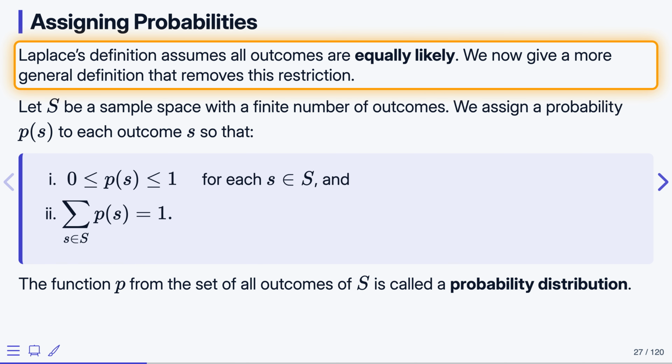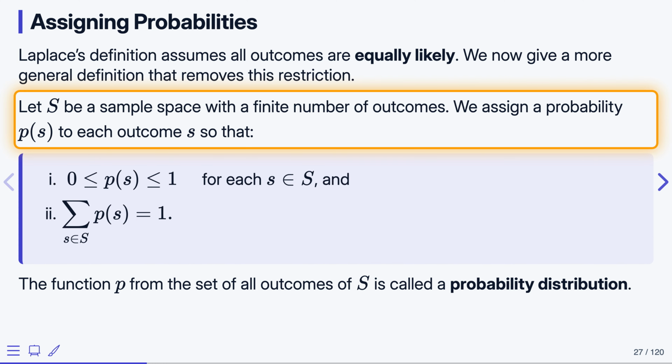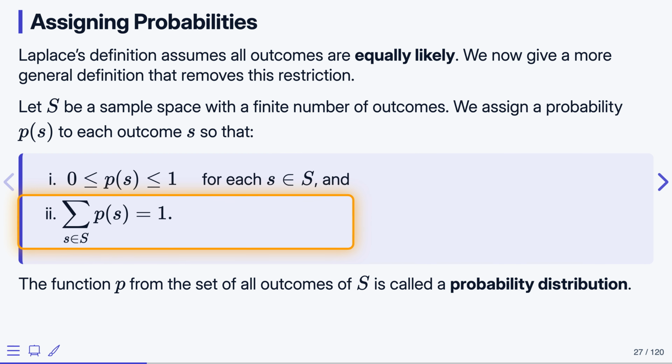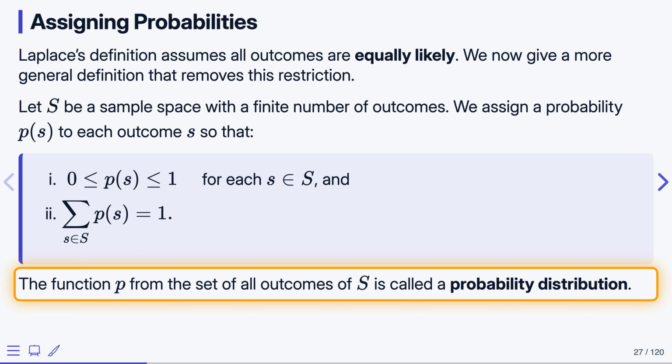Before, every outcome had the same chance, but that is not always true. A coin may be bent, a die may be loaded. So we give a more general rule. We give each outcome S its own probability, P of S. 2 conditions must hold. First, each probability is between 0 and 1. Second, all the probabilities add up to 1. That makes sense. Something must happen, so the total chance is 1. This assignment is called a probability distribution.